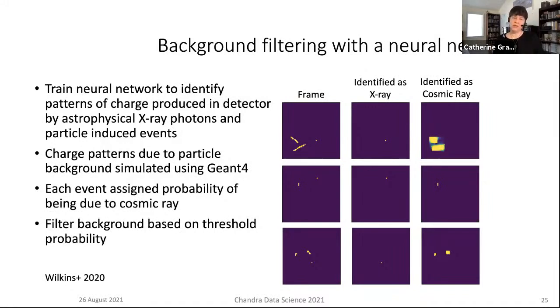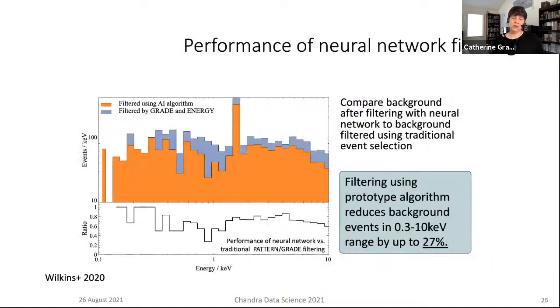The left column is the original simulated frame where there are particle tracks and astrophysical X-rays that he's injected into the frame. The middle column is what the neural network has identified as an X-ray, and the right column is what the neural network has identified as a cosmic ray. So this preliminary work with the prototype algorithm does seem to work.